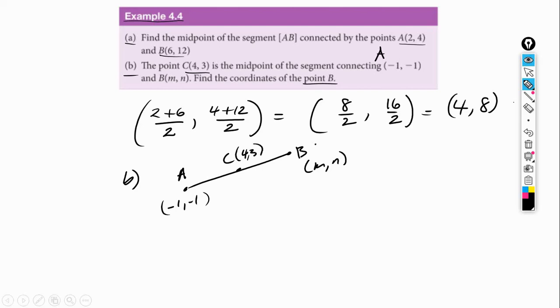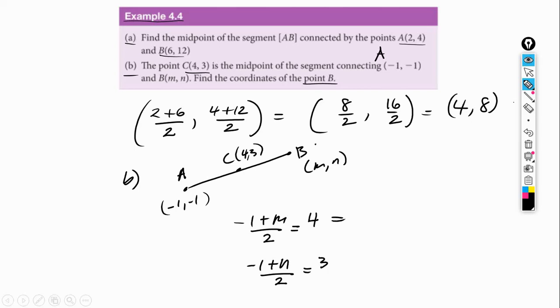Well, algebraically, we would say, well, -1 plus M over 2 has to equal 4, because that would be the x-coordinate of the midpoint. We would find it adding the x coordinates and dividing it by 2. So we can solve for M by this method. Likewise, with N, we could do the same thing. We would say -1 plus N divided by 2 has to equal 3.